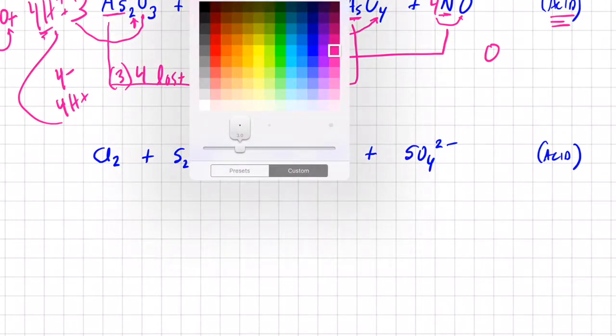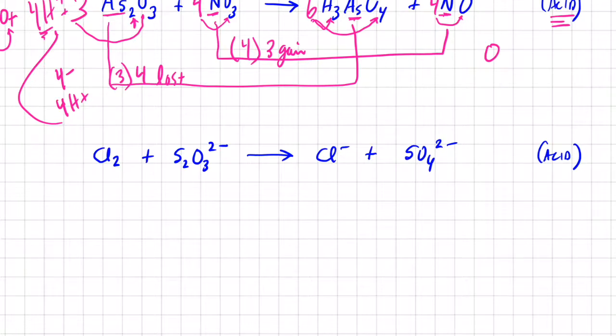All right, let's change colors. Let's see how you did. Did you assign chlorine an oxidation number of 0 there because it's in its elemental state? Oxygen's 2 negative. That makes each, let's see, we have 6 negatives. That makes each sulfur 2 positive, I believe. On the product side, Cl negative is already 1 negative. It's an ion. SO4 2 negative, the oxygen's 2 negative, and the sulfur's 6 positive.